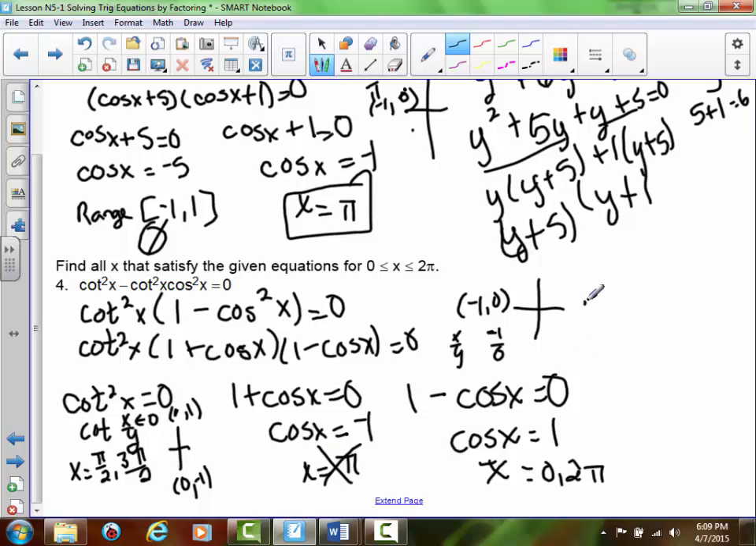Okay, and then over here at 0 and 2 pi, you have 1, 0, and for much the same reason, it will be undefined. So those are not going to work for this particular equation. So our only answers are pi over 2 and 3 pi over 2.